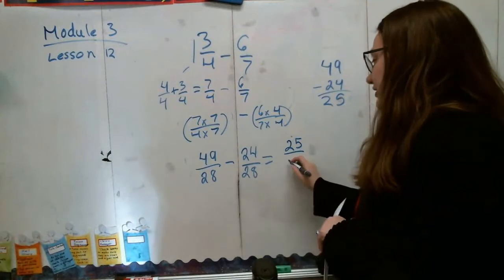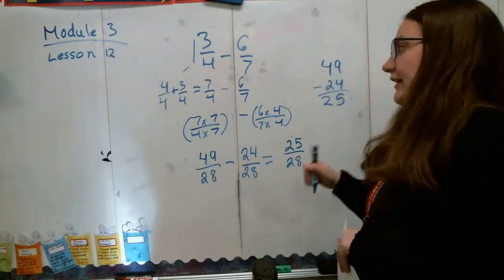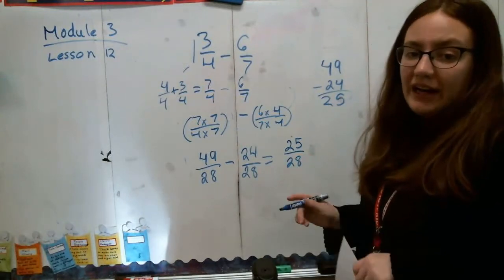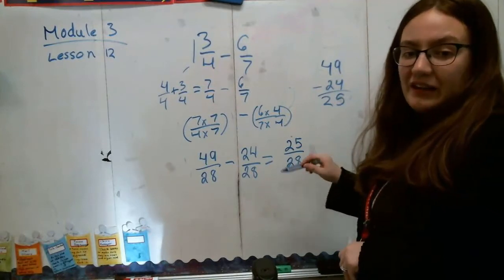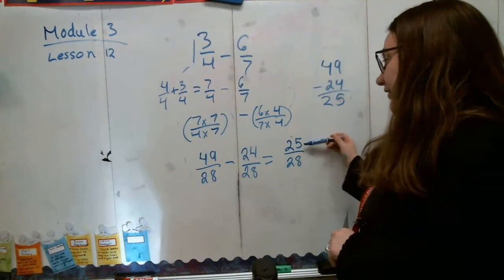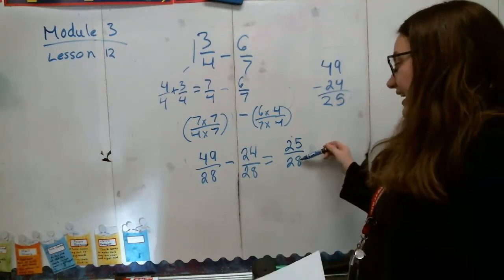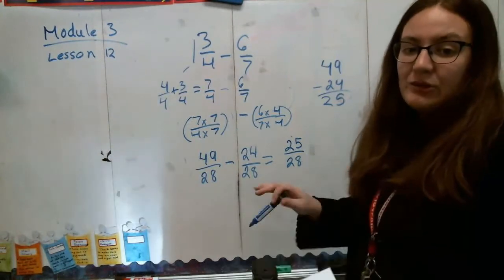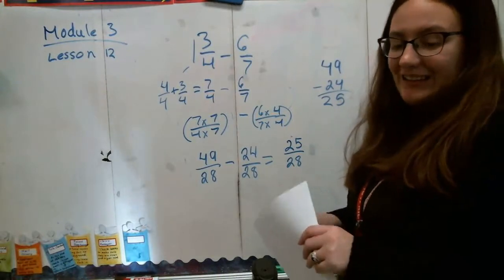Now, my denominator is still going to be 28, so my final answer for this one is going to be 25/28. You can think about if you can simplify this one, but the only things I can divide 5 by are 1 and 5, and I can't do 28 divided by 5, so my fraction is now simplified.